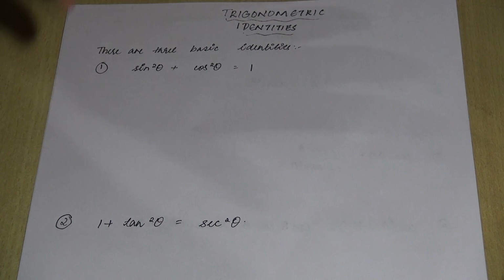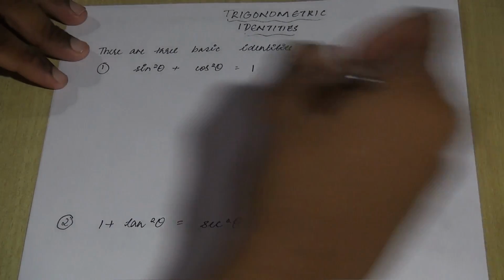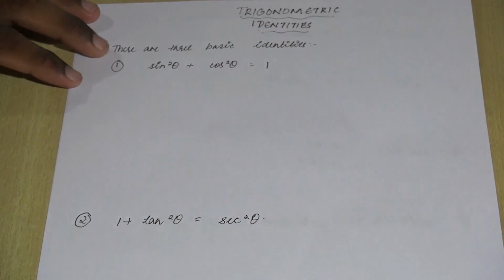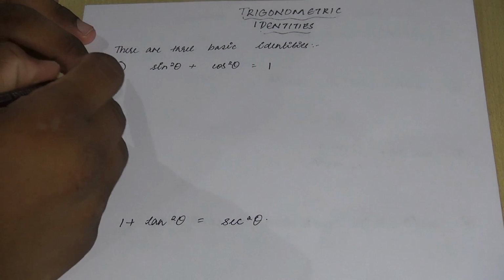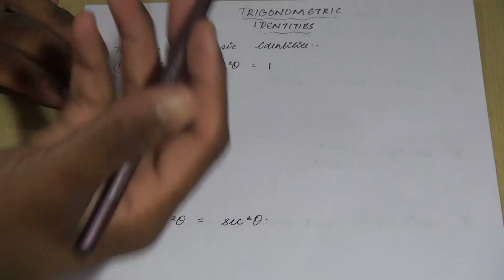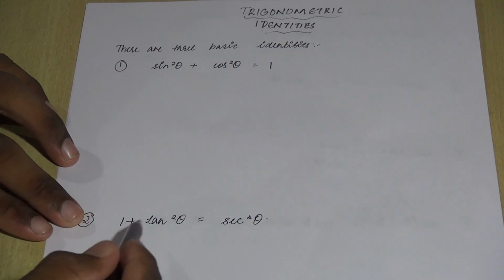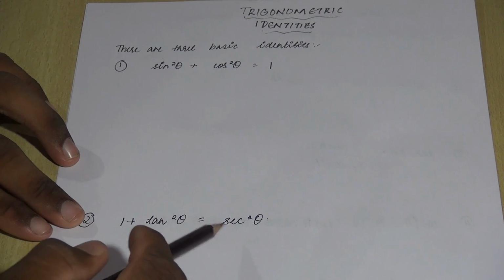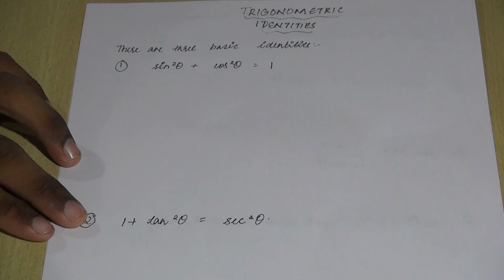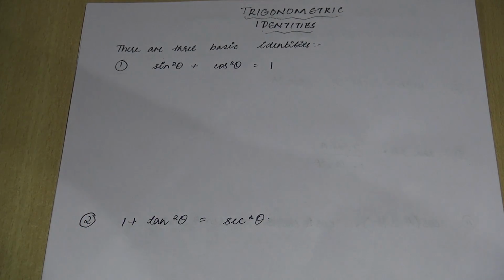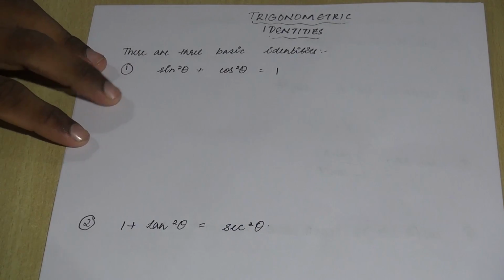Now I'm going to be doing trigonometric identities. There are basically three identities which are very important. The first one is sin square theta plus cos square theta is equal to 1. Second one is 1 plus tan square theta is equal to secant square theta. And third one is cot square theta plus 1 is equal to cosecant square theta. Now let's derive these identities.